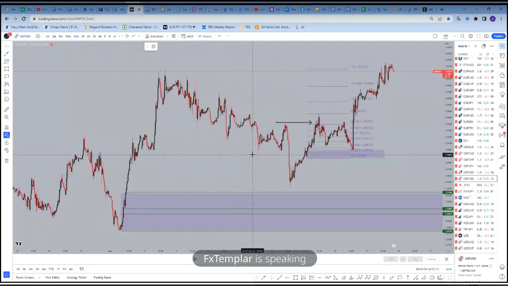And if you even check closely, you see that this already looks like an AMD kind of structure, all right, where we can refer to this as the manipulation. This is the major break, all right, and then a retest, which gave us this move. Okay, so do you get it now, Mr. Yakub? Yes, sir. All right, beautiful.